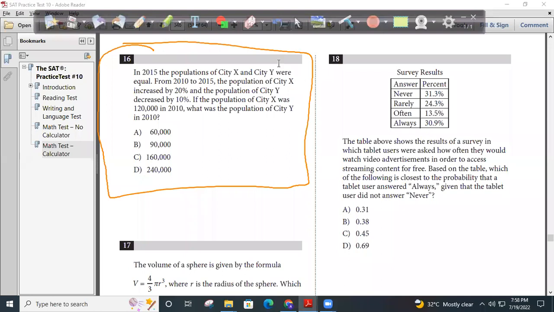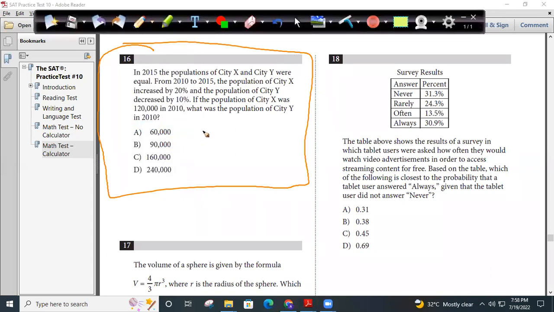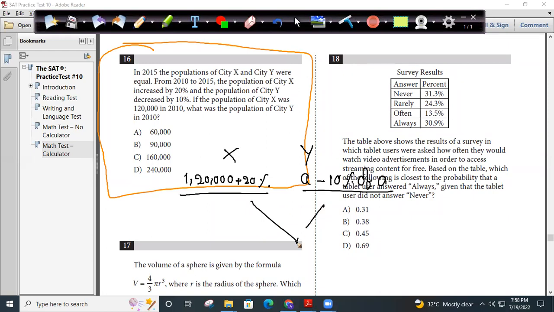Okay, people have been typing something to me. Okay, see here, how simple is this? Those who are finding it difficult, you need to see here. There are two cities, city X and city Y. The population of city X is 1,20,000, but it is increasing by 20% every year. The population of Y is also something like A, but it is decreasing by 10%. Even though one is decreasing and one is increasing, after 5 years both the populations are the same.